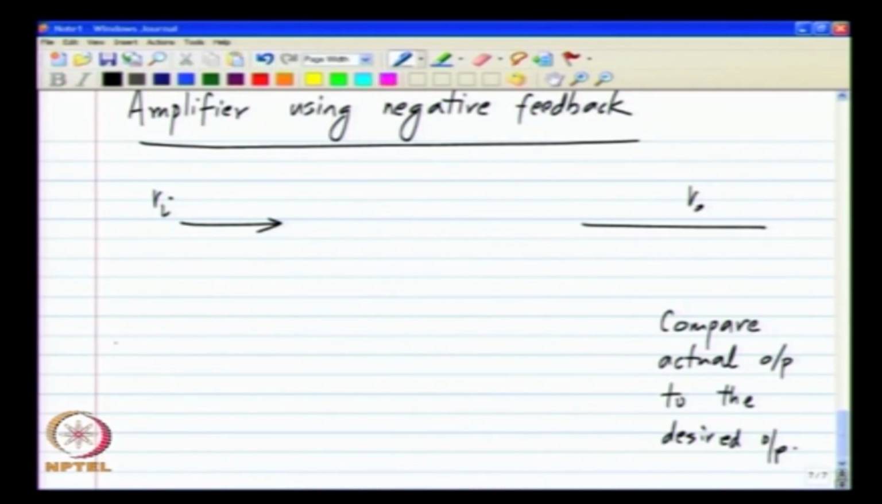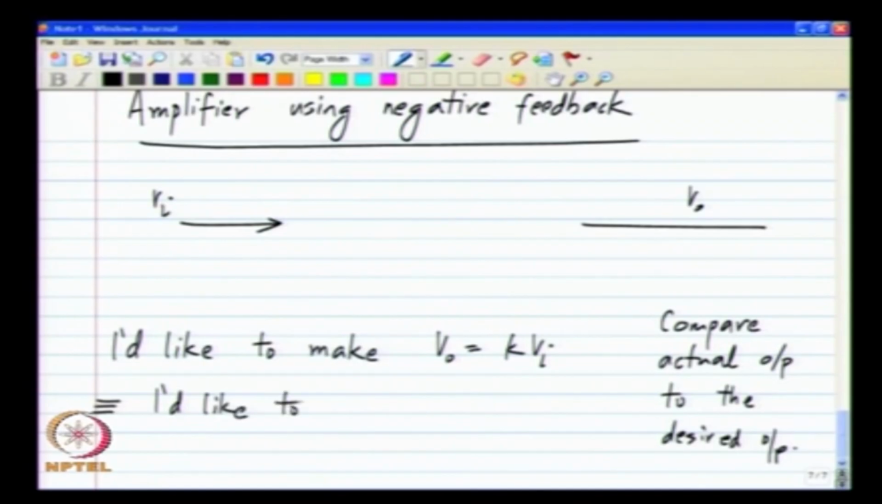That is to say, I would like to make V naught to be K times Vi, but I do not already have K times Vi, right. That is the purpose of my building the amplifier. So, which is the same as saying I would like to make V naught by K equals Vi.